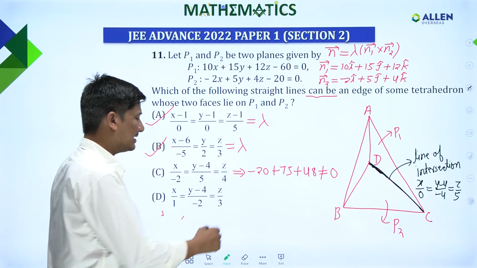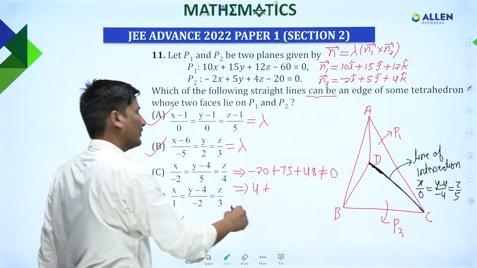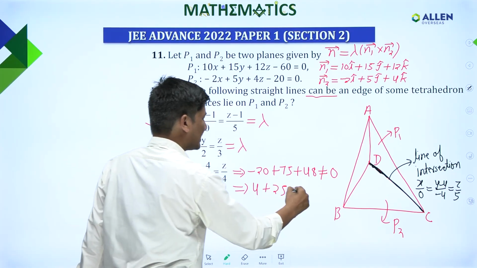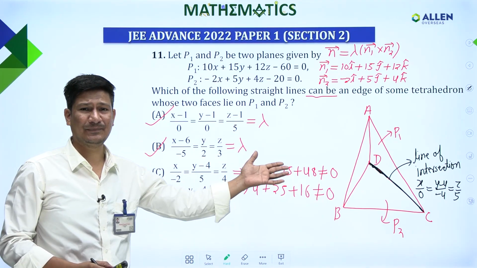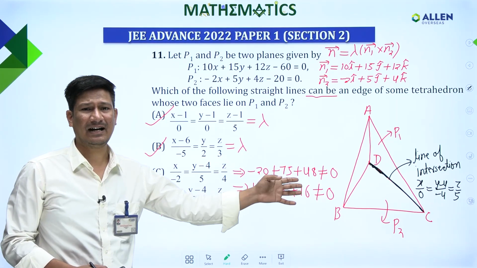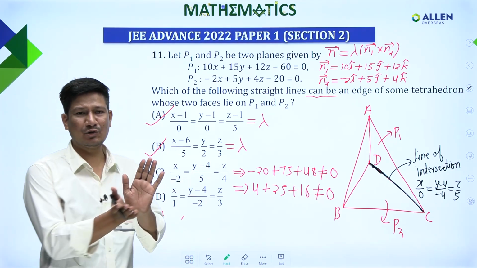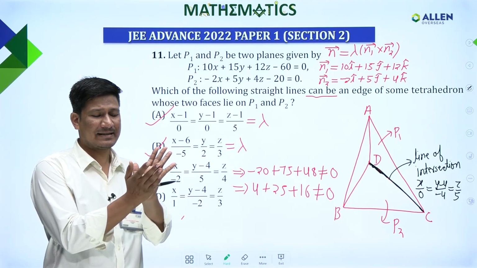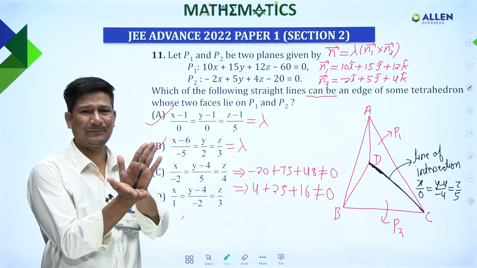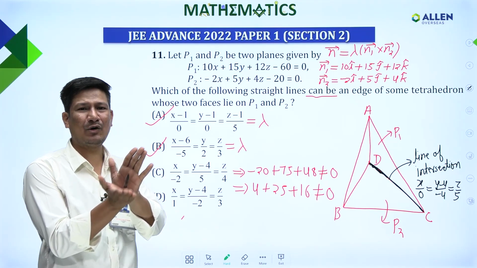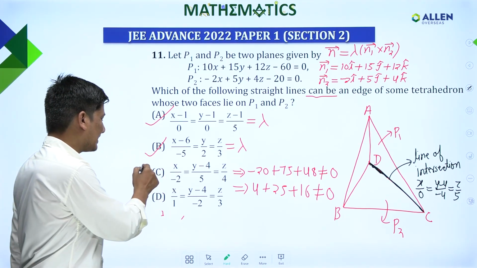Similarly, check with the plane P2. For plane P2, minus 2 into 2, that is 4. Then after that, 5 into 5, 25. After that, 4 into 4, 16. Again, guys, that is not equal to 0, which means that line also doesn't lie in the plane P2. So that line can't be the edge of the tetrahedron. If you see geometrically, if these are the two planes, that line passes through the point of intersection of these two planes, but it lies neither in plane P1 nor in plane P2. So definitely it can't be the edge of the tetrahedron. So option C will be rejected.